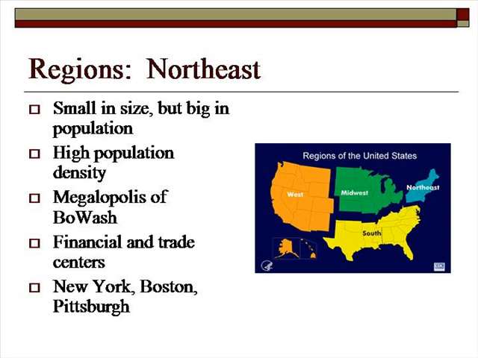It has a high population density, and what that means is it has lots of people in a small amount of area. So California, for example, has a lot of people, but it's a big state, so it has low population density. But the state of Massachusetts has a high population and a very small area, which means it has high population density. There's what's called a megalopolis, or a massive city, in the Northeast, called Bowash, which means that all the way from Boston to Washington, D.C. is kind of one long city.